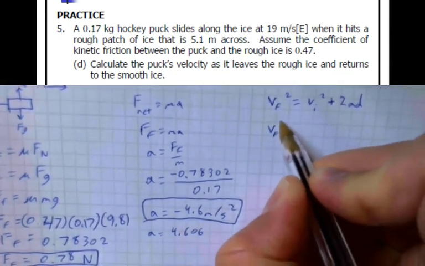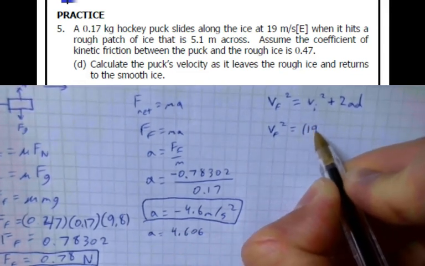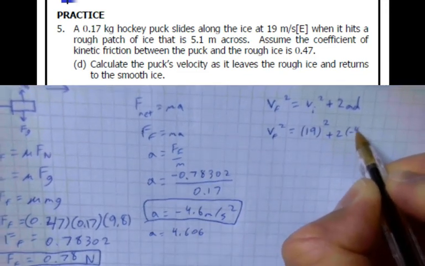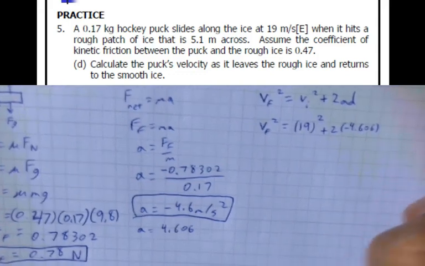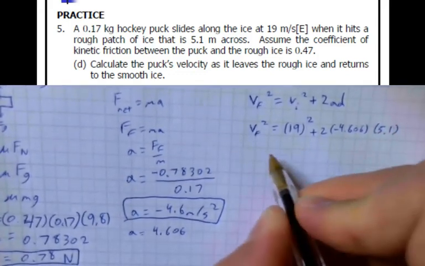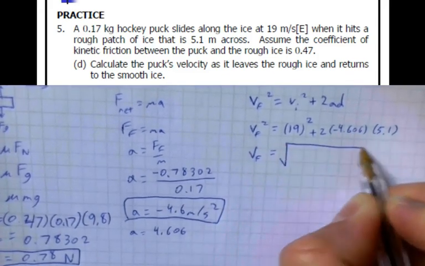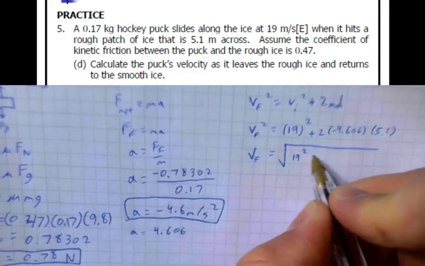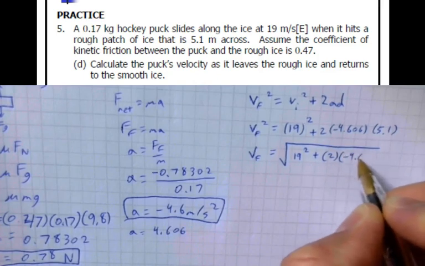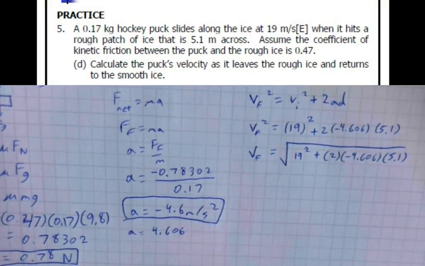So vf squared equals, in this case, 19 squared plus 2 times negative 4.606 times 5.1. The rough patch is 5.1 meters. So vf is going to be the square root of all of this. I'll just write it again. I like to do all my calculations at once.